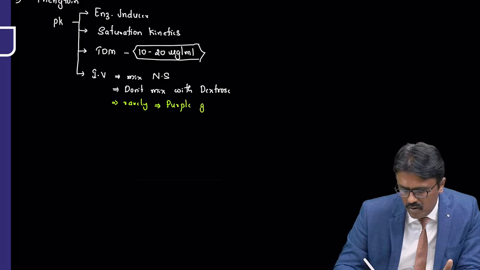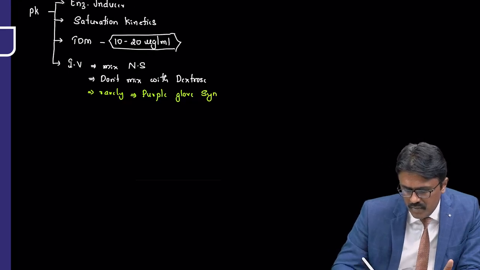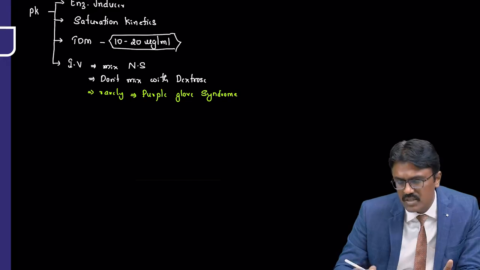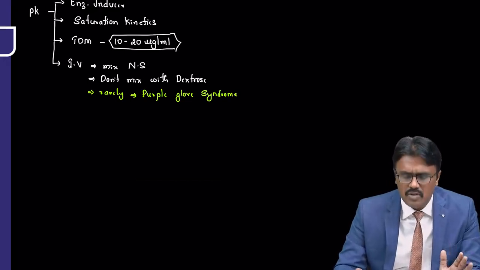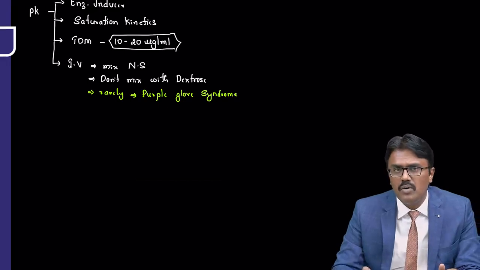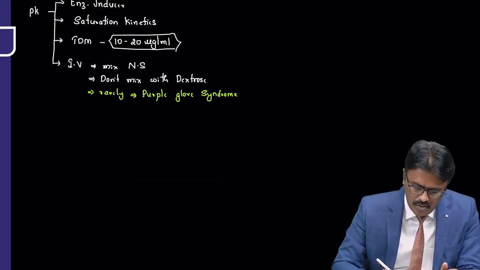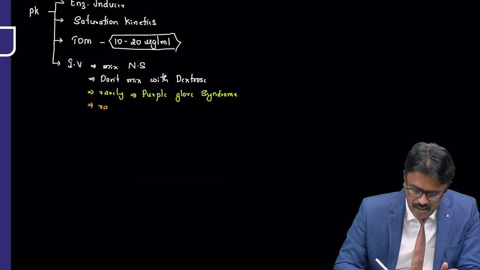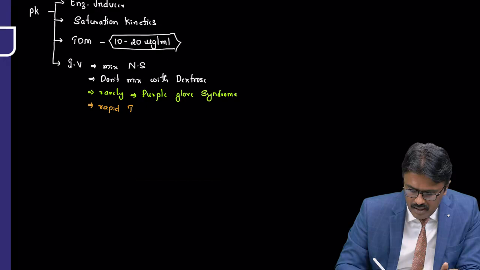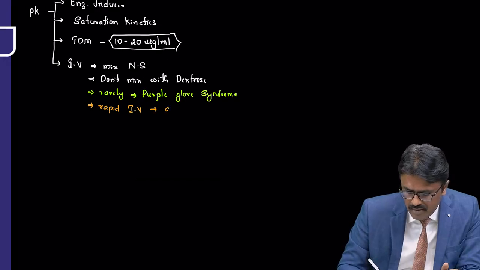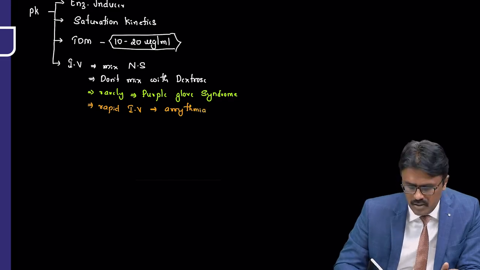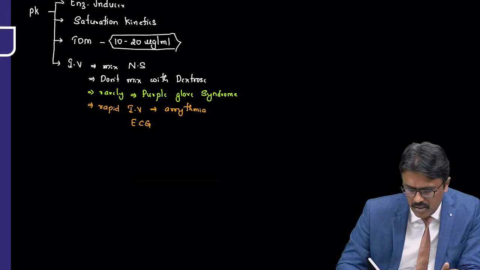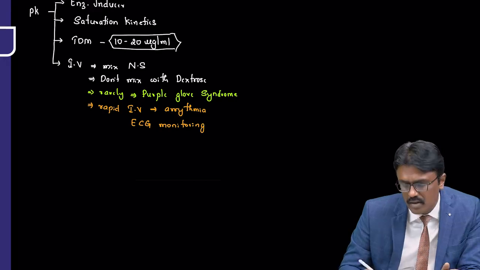Now very, very important, when you give the drug IV, rarely it can produce a problem called purple glow syndrome. So it can produce, when we give IV, because of venous irritation, it can cause, very rare, it's not a common problem, purple glow syndrome. Now don't push rapidly. If you give rapid IV, it can cause arrhythmias. So when you are using it, it's very important you do the ECG monitoring. Very, very important.